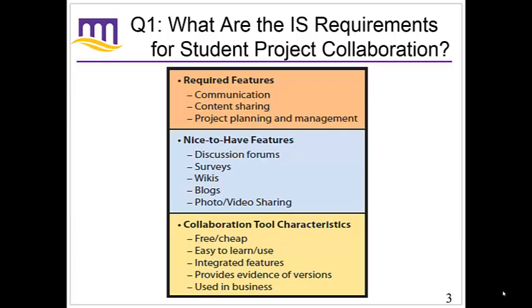Number three, you want it to have integrated features. And the more integrated it is, the easier it will be for you guys to move forward. The less integrated, the more disjointed the communication, content sharing, and project planning is going to be. And that can lead to all kinds of miscommunication and troubles with your feedback and iterative process. It's great if you can provide some evidence of versioning.